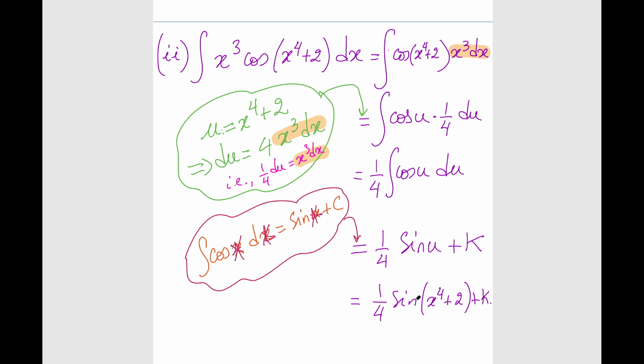Try it. If you differentiate this guy, it's 1/4. What's the derivative of sine of some function? By the chain rule, it's the derivative of the guy inside, which is 4x cubed. So 4x cubed divided by 4 is x cubed. So we're back to this, times cosine of x to the power 4 plus 2. So we get exactly this integrand. So this is correct.